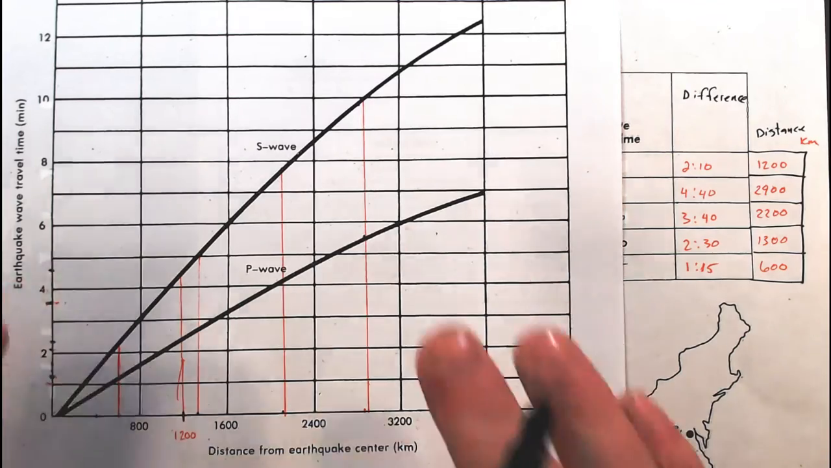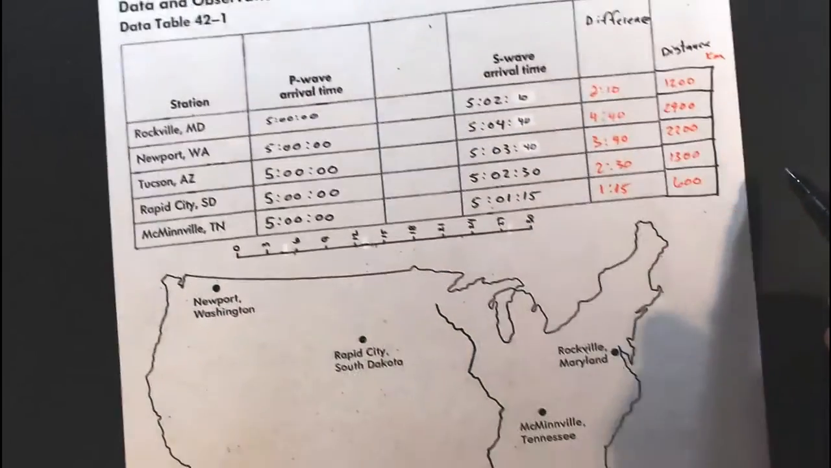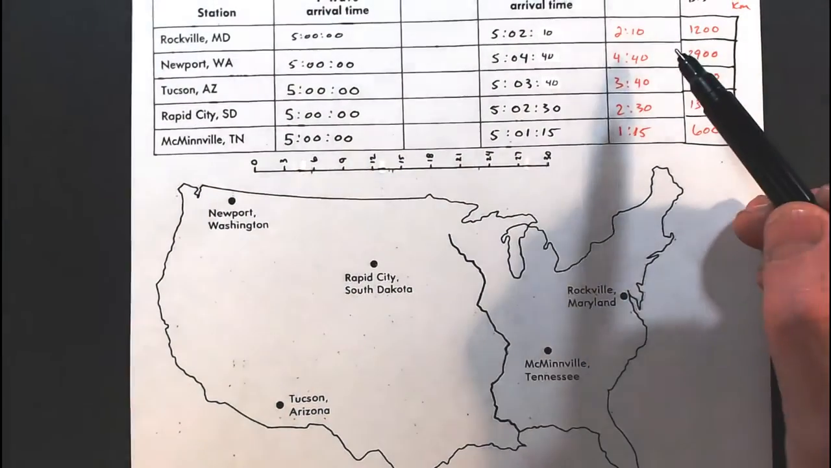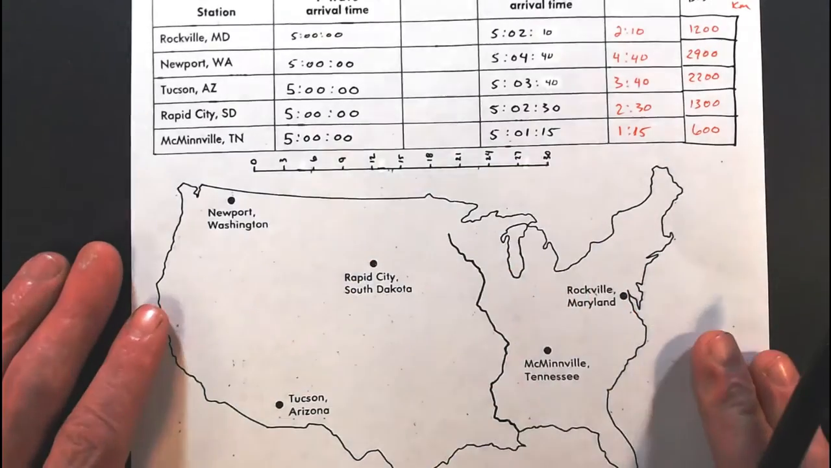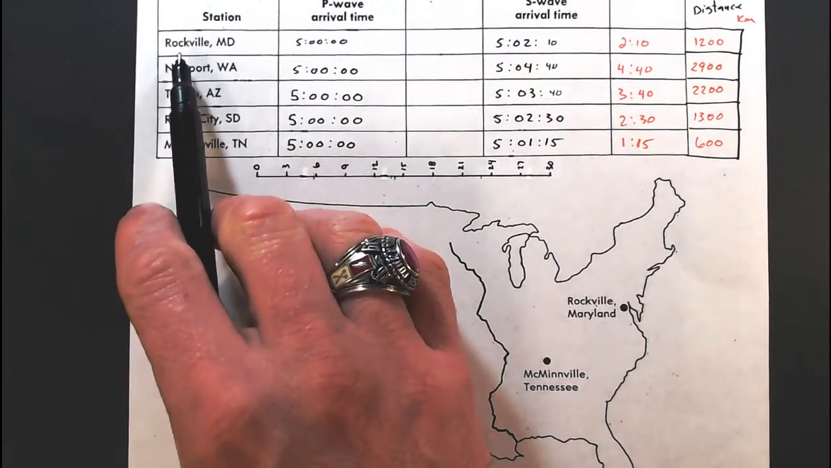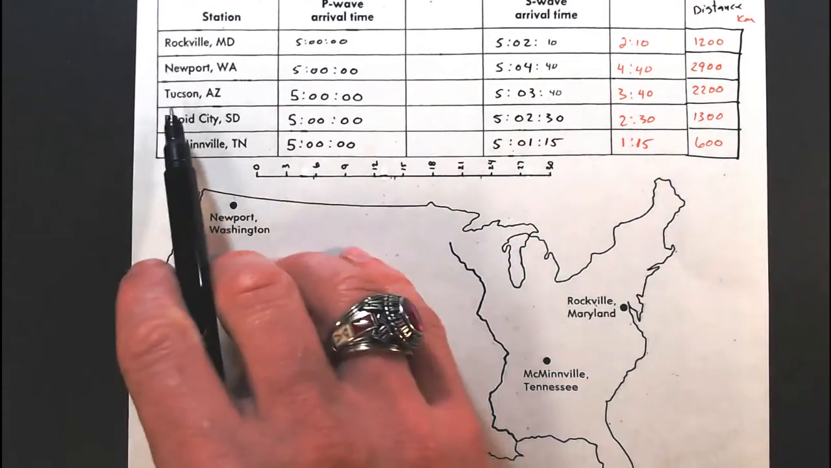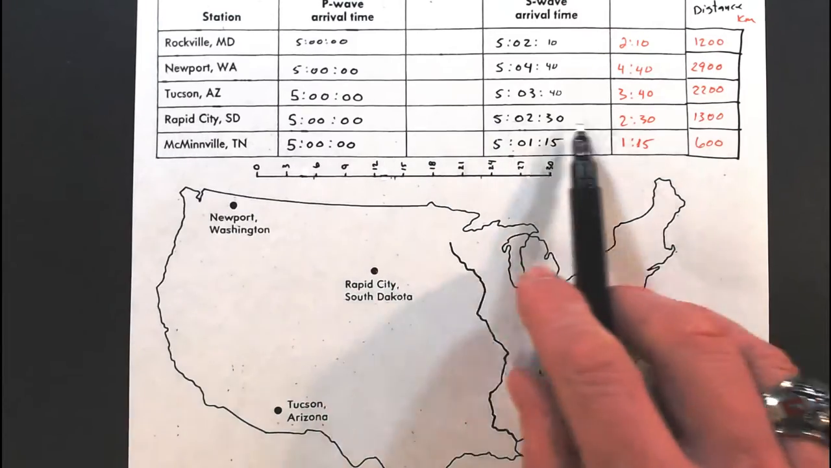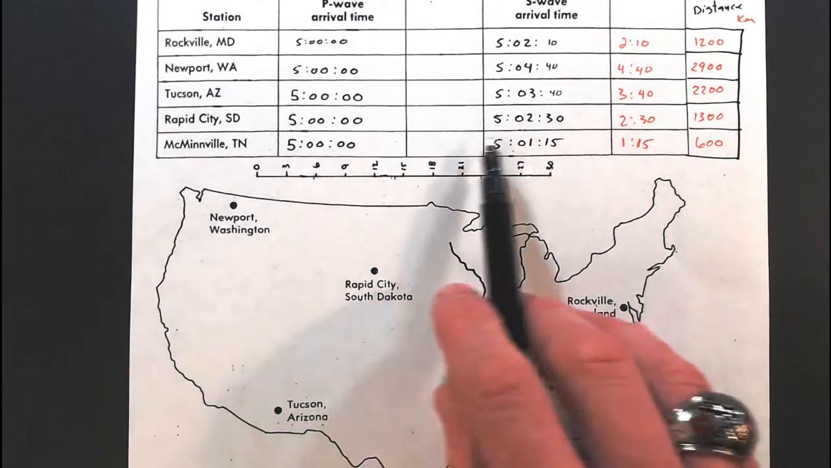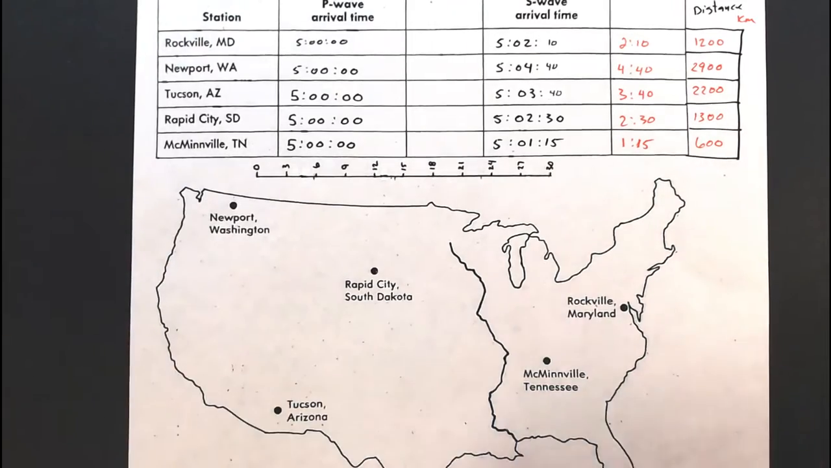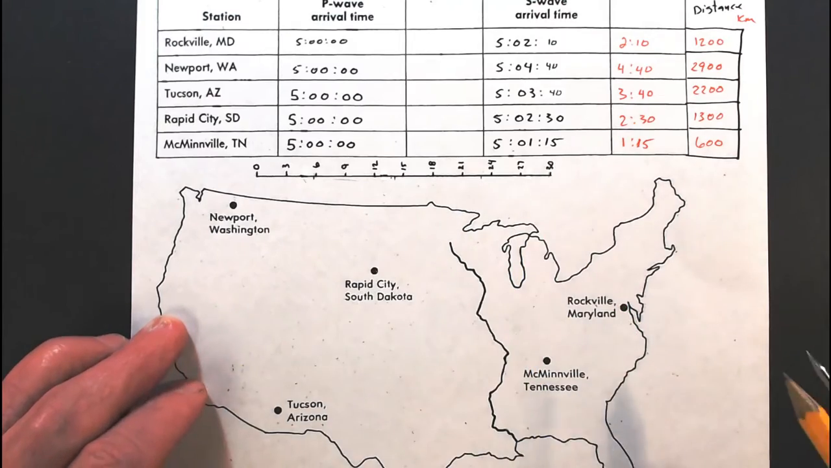Okay, so we've used this chart. We filled out all of our distances. We have all of the distances right here. So 12, we can see that Rockville is about 1200, Newport, Washington 29, Arizona 22, Rapid City is 13, and McMinnville is 600. Now we only need 3 places, but the more places we can get, the better off we'll be.